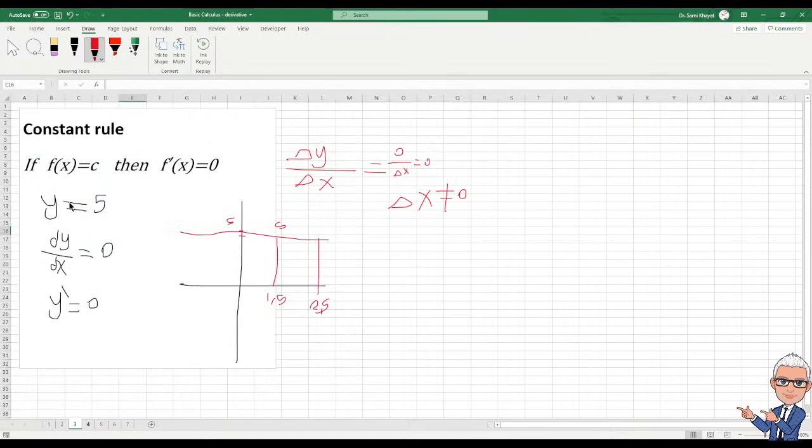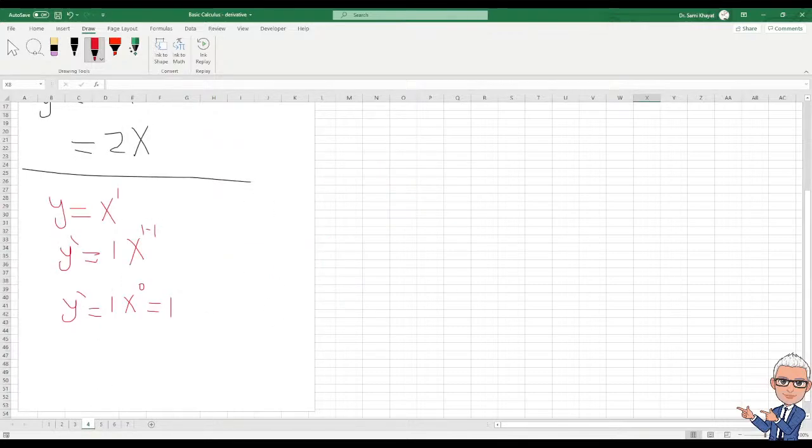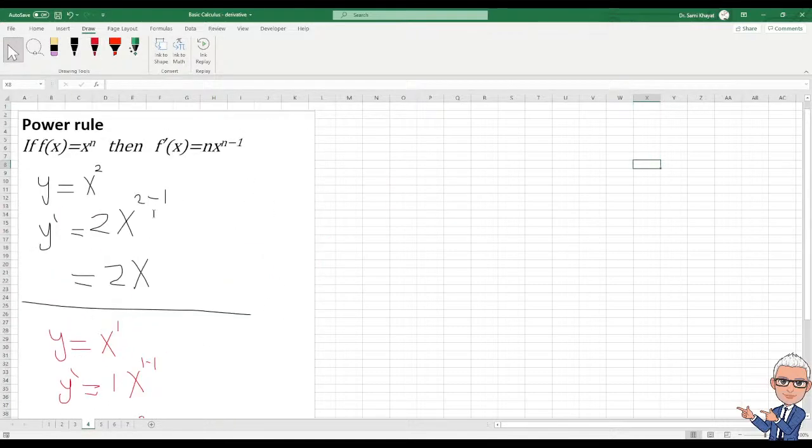Now, here we talk about the constant. If the function is only a constant, the derivative of the constant is 0. And if we have the power rule, yeah, power rule is fine.